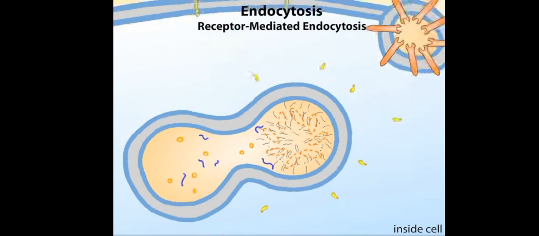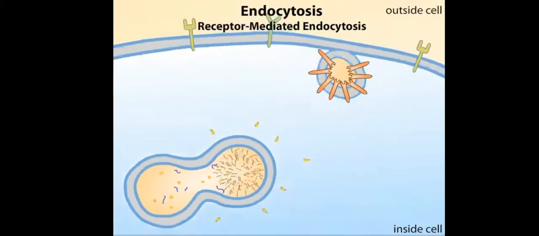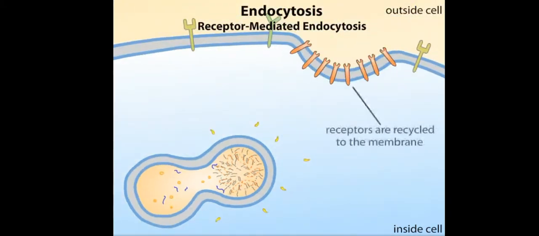Meanwhile, the cell's LDL receptors are returned to the plasma membrane. Once in the plasma membrane, they can take in more LDL particles by receptor-mediated endocytosis.